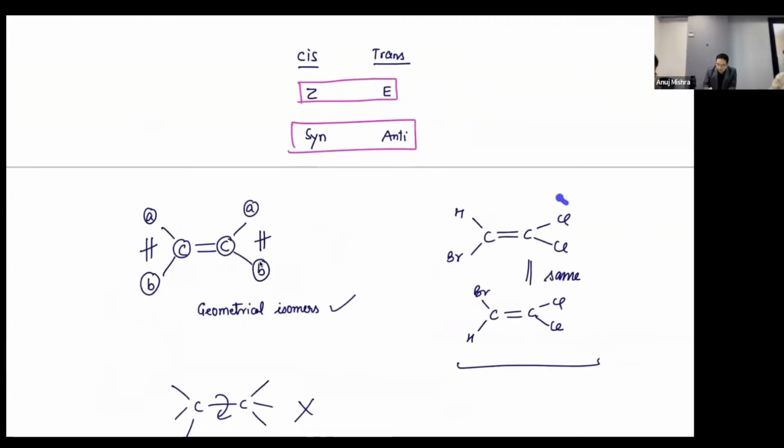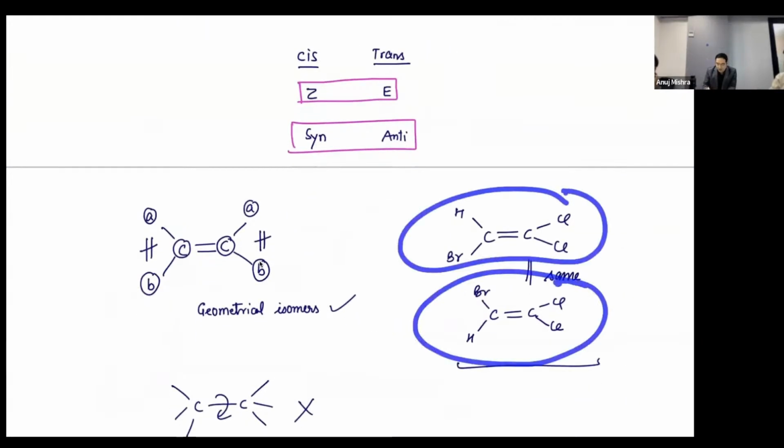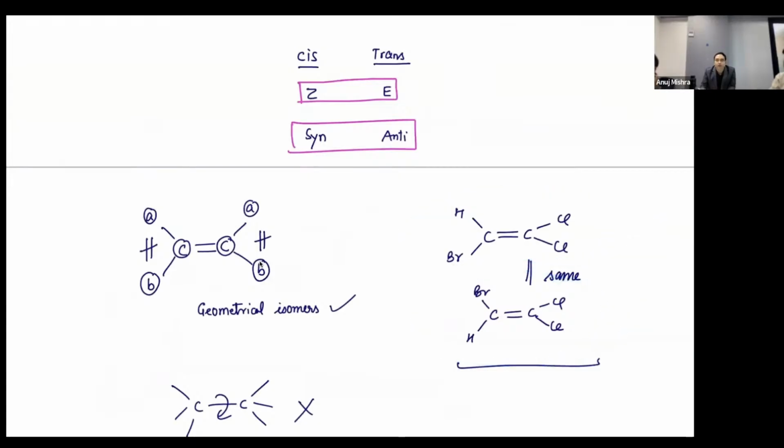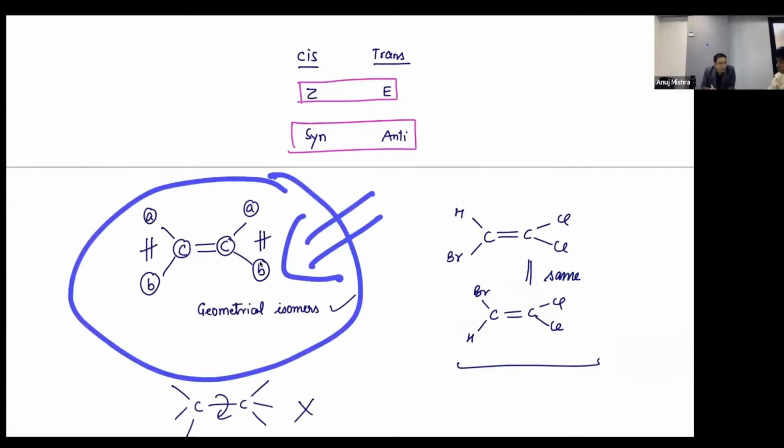If you have this kind of situation, you can't get geometrical isomer because this and this are actually the same. It's like flipping upside down. See the structure? इसको पलट दो, ऊपर से ऐसे roll कर दो, roll over. You'll get this structure. This is the same, right? There's no difference. Condition of getting geometrical isomers on C double bond C. This is the condition. Please note down.